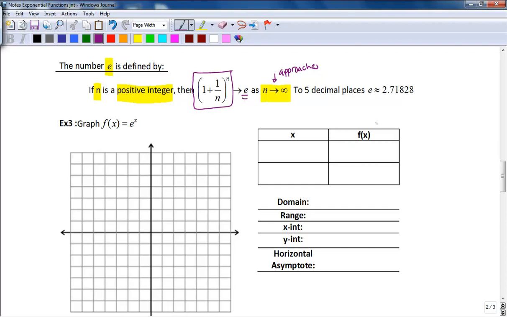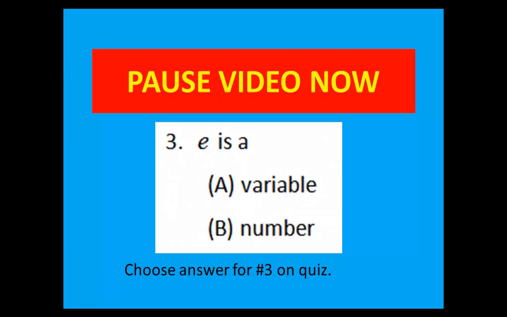To 5 decimal places, e is approximately 2.71828. And really, we should think just to one digit, 2.7. So e is approximately 2.7. So as n approaches infinity, as we keep getting larger and larger n's here, this is approaching a number, and we call that number e. Now again, e is a number, just like pi is a number. It is not a variable. e is a number.